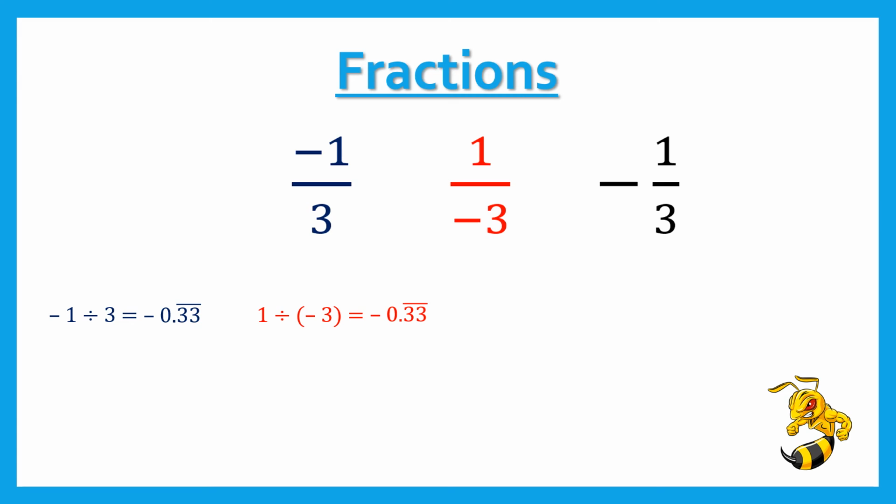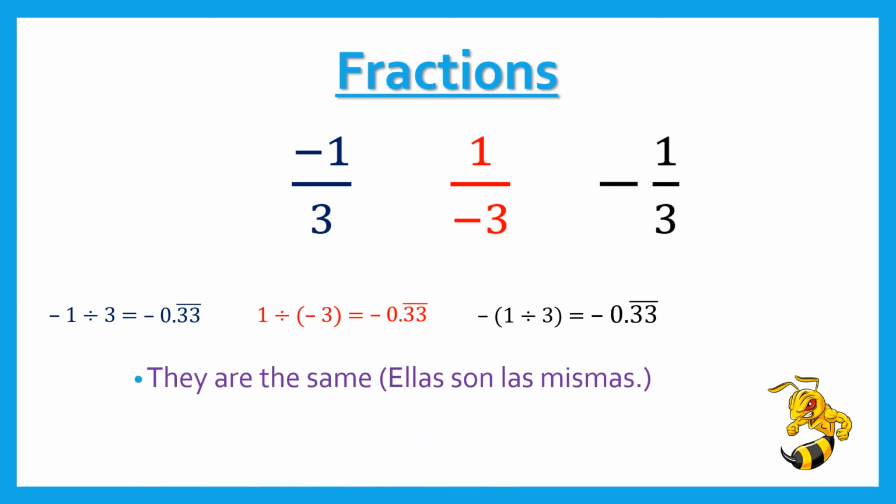The third one, we have a negative sign on the fraction bar. That means the entire fraction is negative. So this would be a negative, open parentheses, 1 divided by 3, close parentheses, and that is also equivalent to -0.3 repeated. All three values are exactly the same. So as a result, we can safely say that all three fractions are the same.